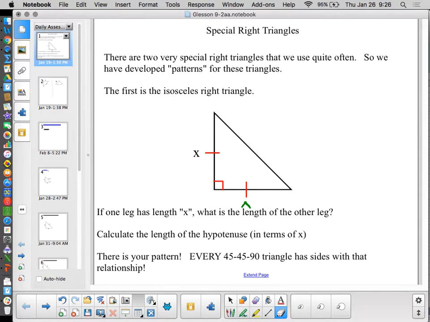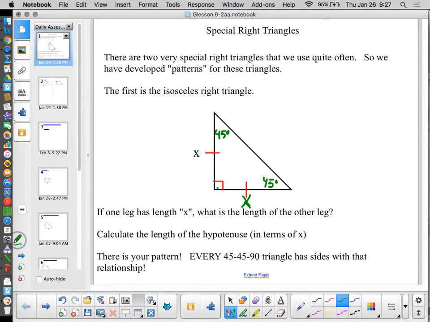So if those two angles have to be congruent, and I've already used up 90 degrees for my right angle, that means I have 90 degrees left. It means each of them must be 45 degrees. So we call this a 45, 45, 90 right triangle in a lot of cases. It's a 45, 45, 90, because that's describing the angles. So the two angles are the same, means the two legs are the same. How long does that third side have to be in terms of x?